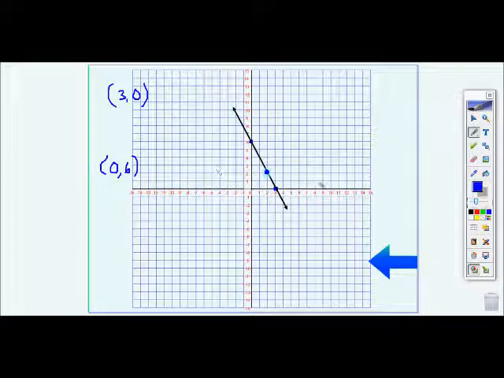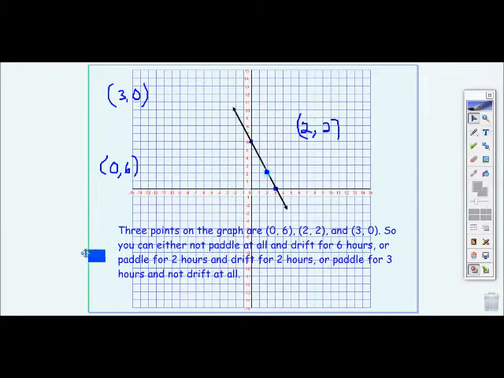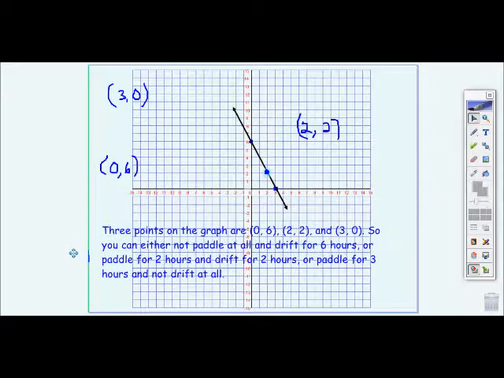This is one more possibility, where x was my paddling hours. I could paddle for 2 hours, and if I do so, I would also get, on the y-axis, 2 hours of drifting time. That seems like maybe the best plan, with our drifting and paddling evening out, 2 hours for each. All right, a little bit better than my writing with my finger. The 3 points on the graph are (0, 6), (2, 2), and (3, 0).